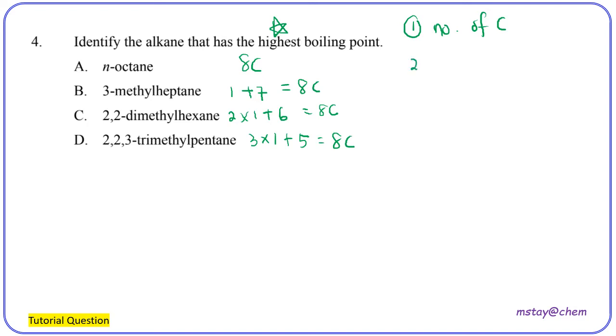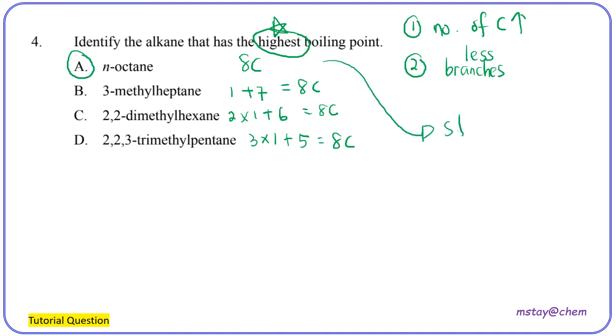So the second thing we are going to look at is the contact surface area or the branches. We need the highest boiling point, which means we need fewer branches. Option A is a straight chain alkane, so it is considered to have no branch. So the contact surface area is the largest, and the highest boiling point would be n-octane.